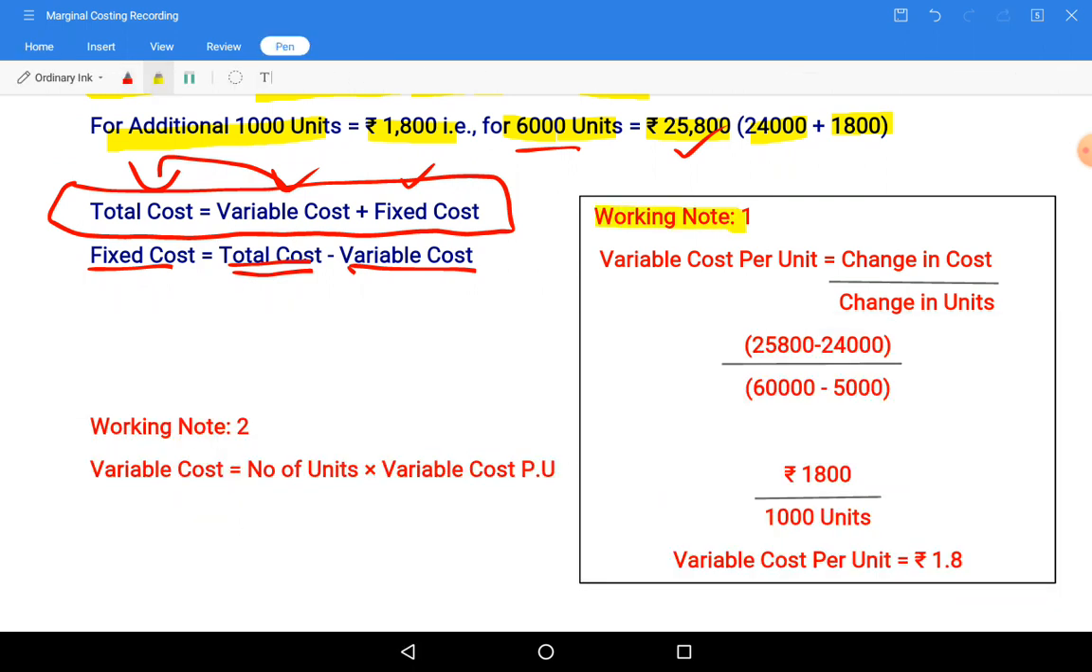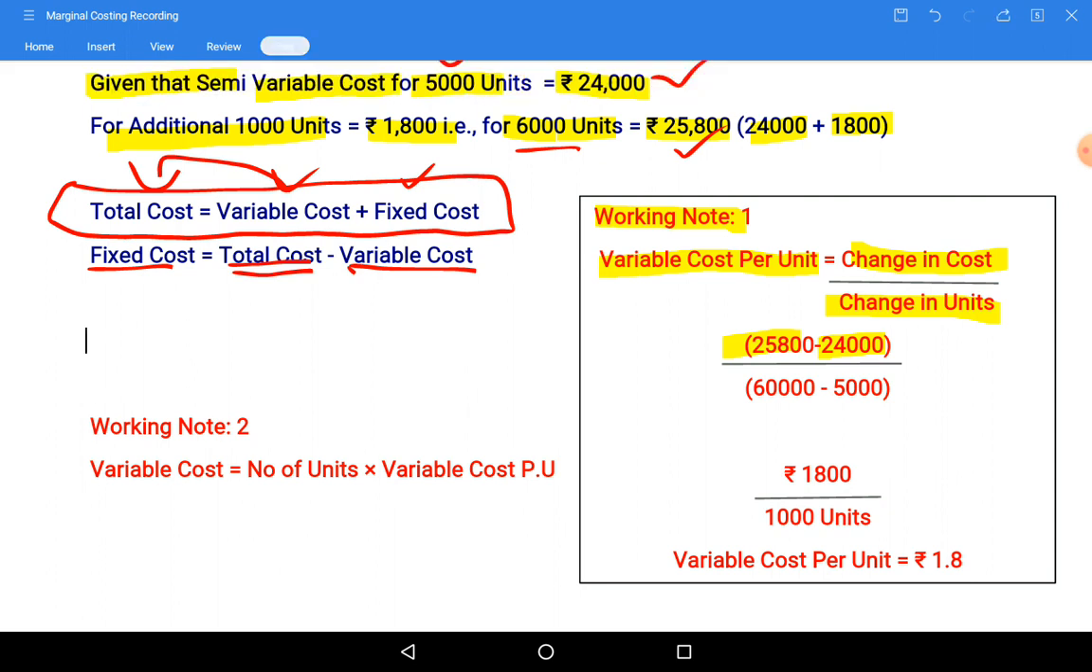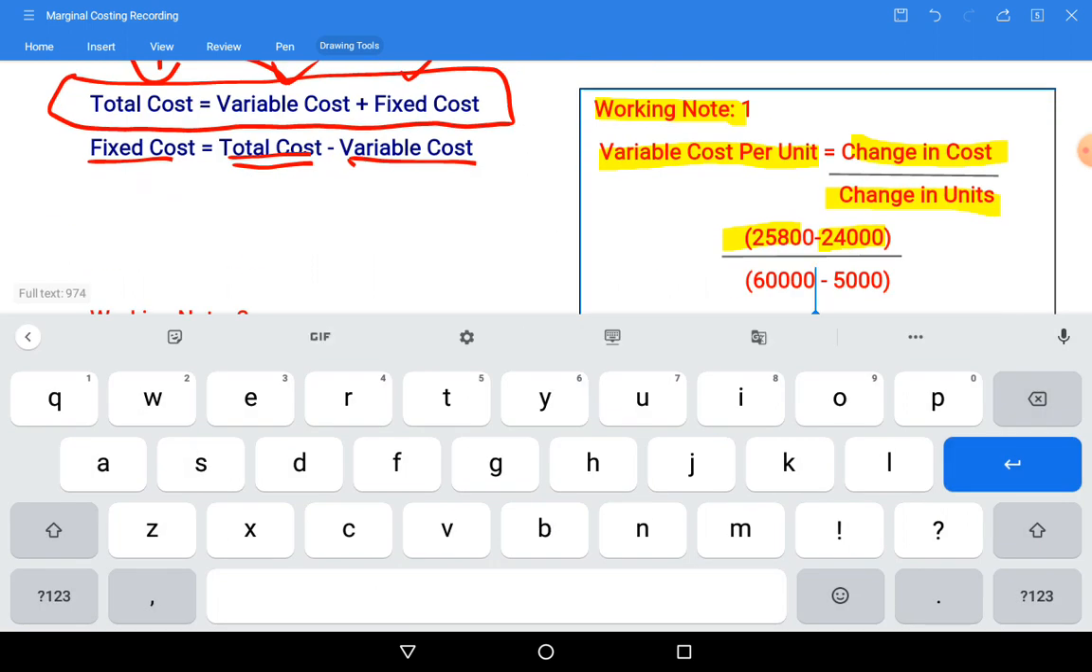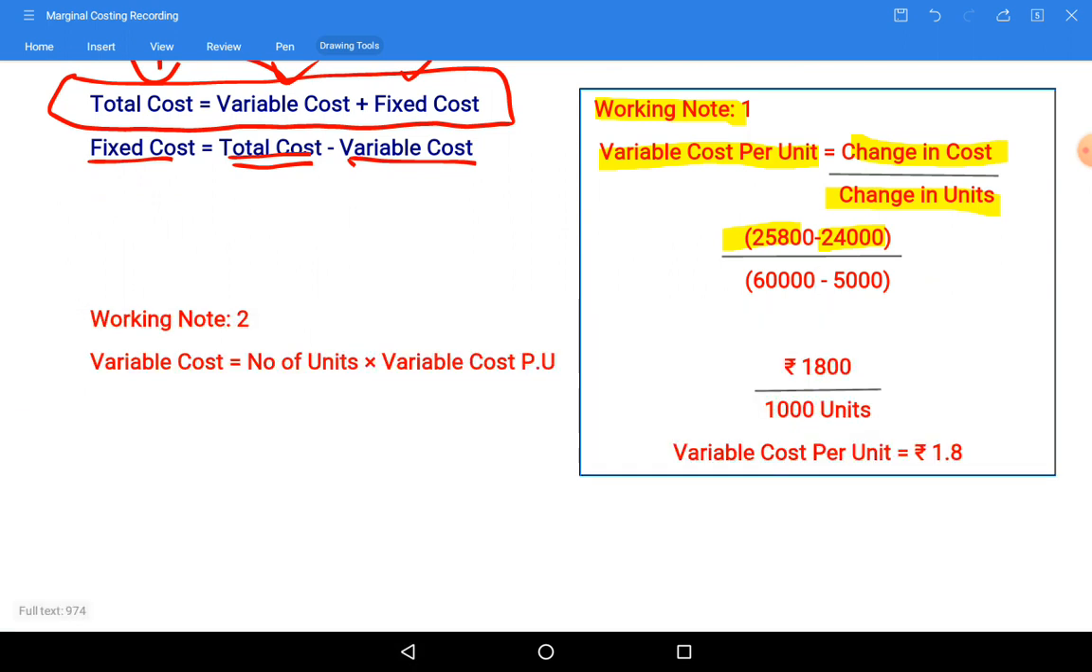Working note 1, variable cost per unit we are calculating. Change in cost divided by change in units. Okay, what is the change? 25,800 rupees minus 24,000 is the change in cost. Okay, one small mistake. 6,000 units minus 5,000 units, it will be 1,000 units.